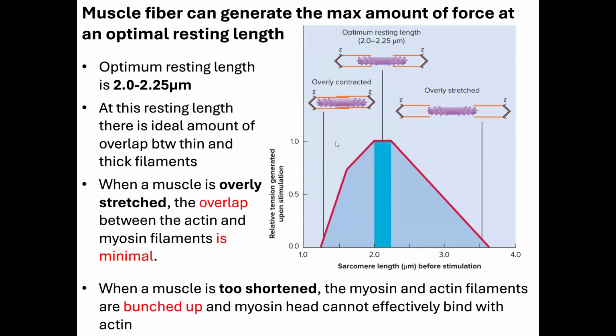So the myosin and actin heads cannot bind effectively. So there is always an optimum resting length at which the muscle exerts the maximum force of contraction.